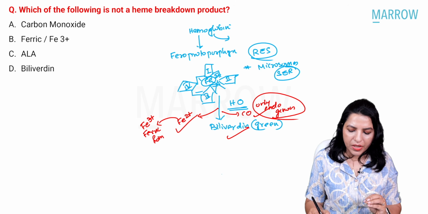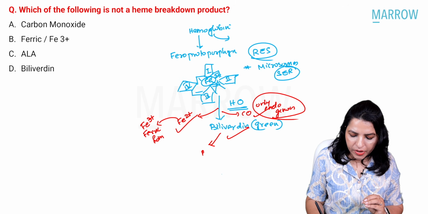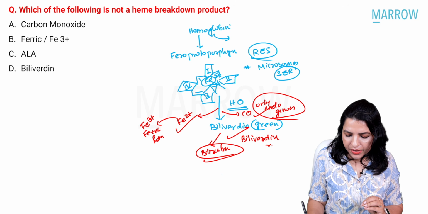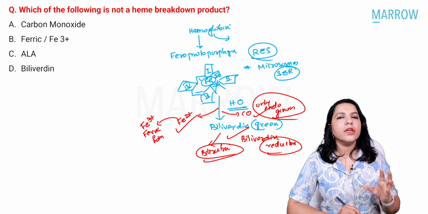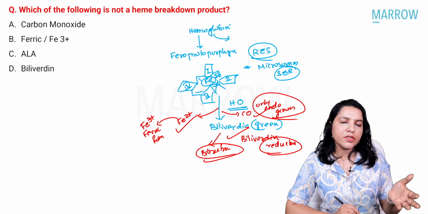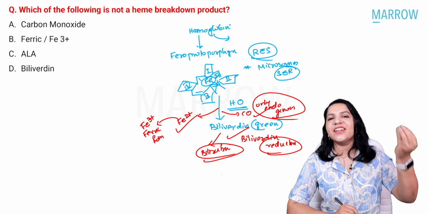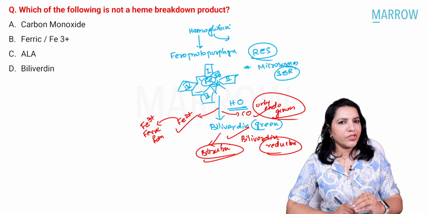And what happens to biliverdin then? Biliverdin is converted to bilirubin. And that enzyme is biliverdin reductase. Biliverdin reductase. Okay. And further we know bilirubin is transported in the blood by albumin. It reaches the liver, it gets conjugated, then it reaches the intestine where it is converted to urobilinogen.